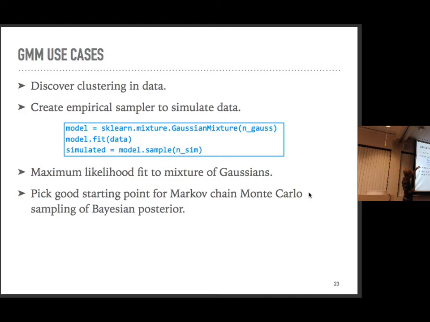You can also use it to perform maximum likelihood fits to a mixture of Gaussians. Okay, this is really the only way to do this with a large number of Gaussians. If you do this by brute force and use, like, an optimized gradient descent, that'll never work.